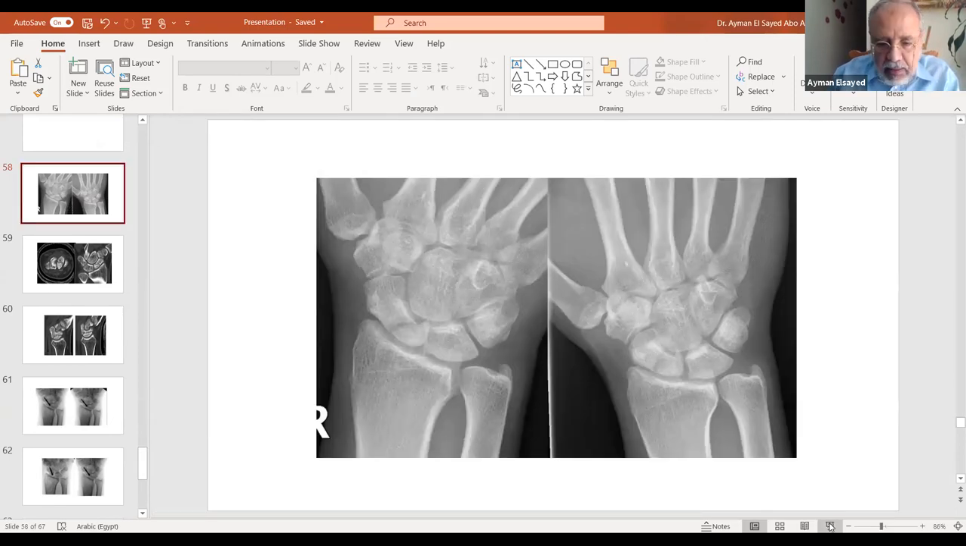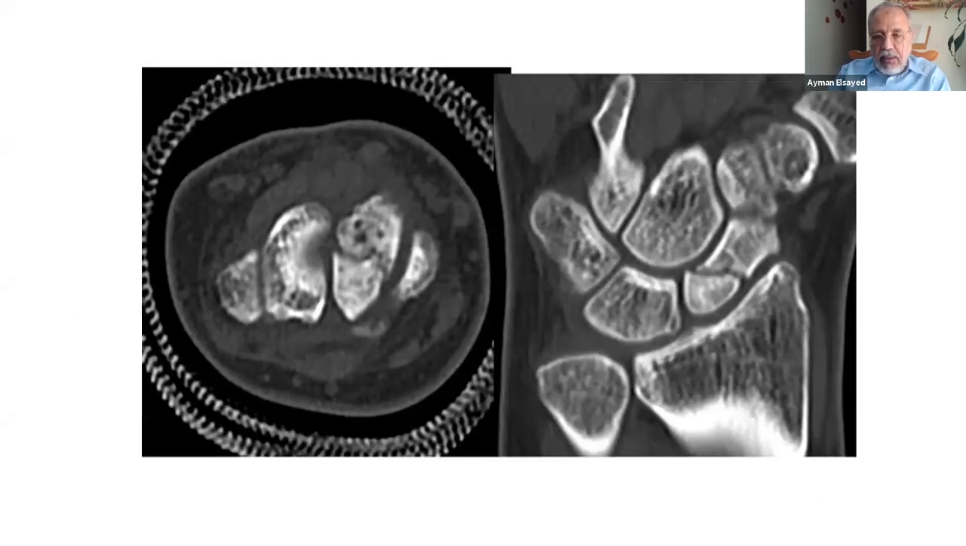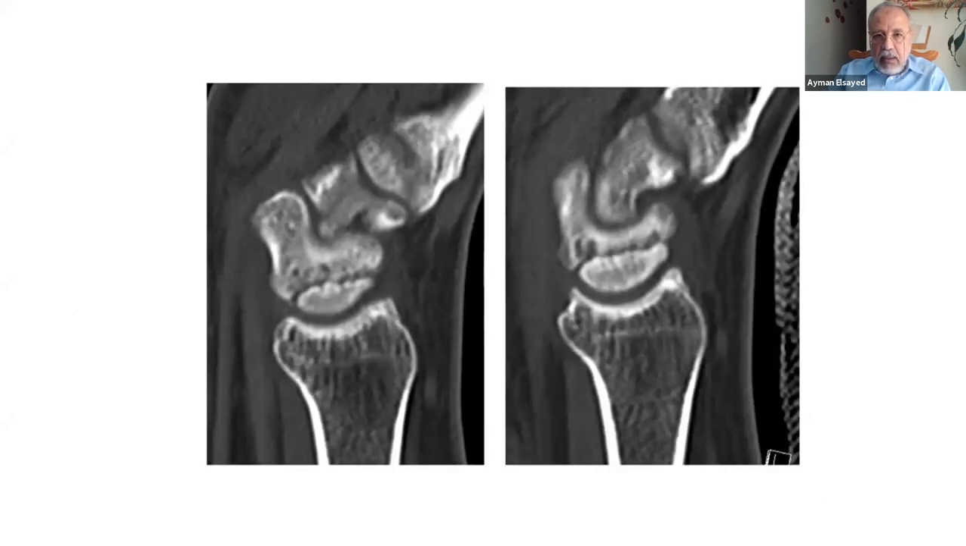This is an adult who came complaining of wrist pain about 6 months after having an injury. Plain X-ray showed a non-united proximal pole as well. And this is his CT scan. Not much hump, but a small proximal pole.